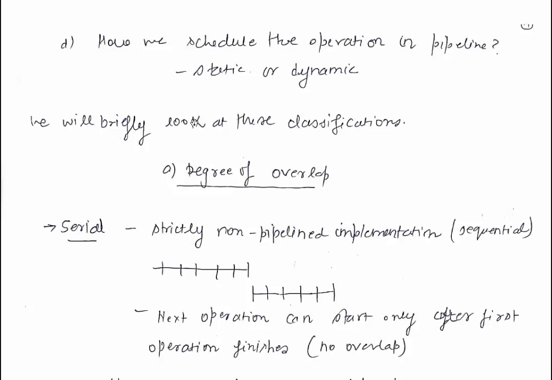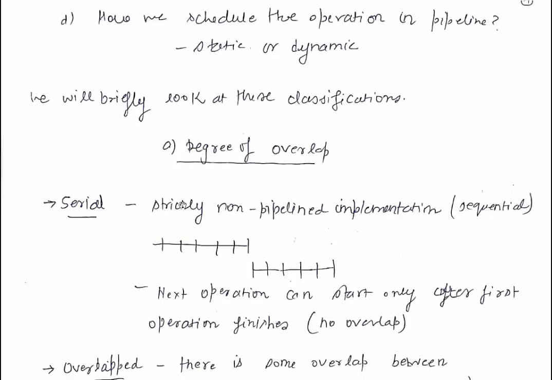I am taking the first one, that is degree of overlap. Serial is the strictly non-pipelined implementation that would be known to you. It will always be sequential. One complete instruction would be executed, after that execution of the second instruction would start. When the second instruction has executed, the next instruction would be executed inside the processor. That would be strictly non-pipelined implementation, completely serial, or we can also call it sequential execution.